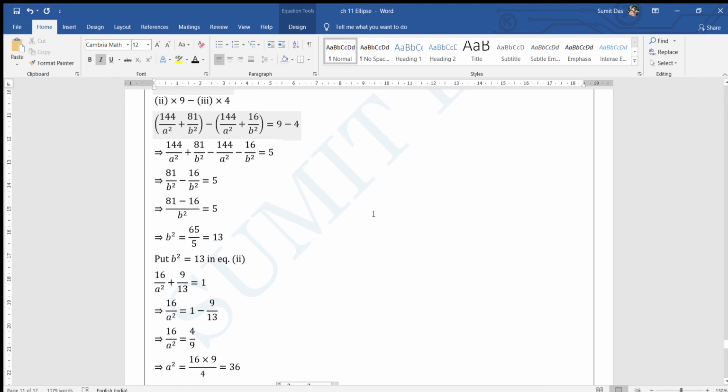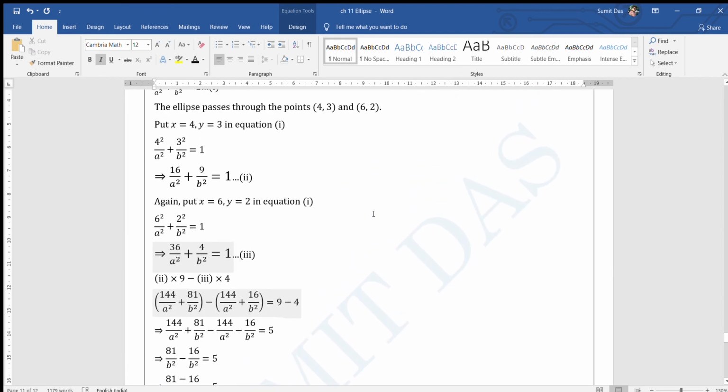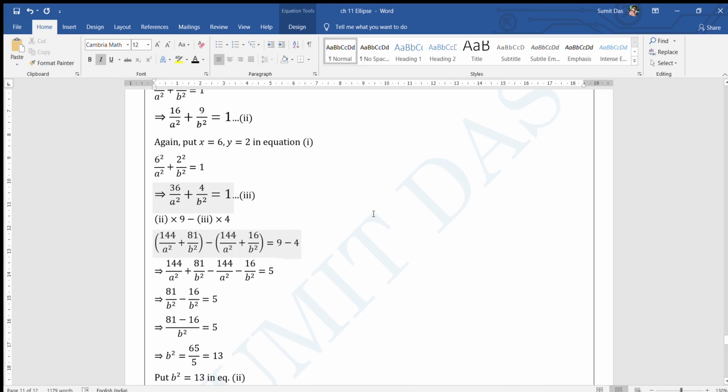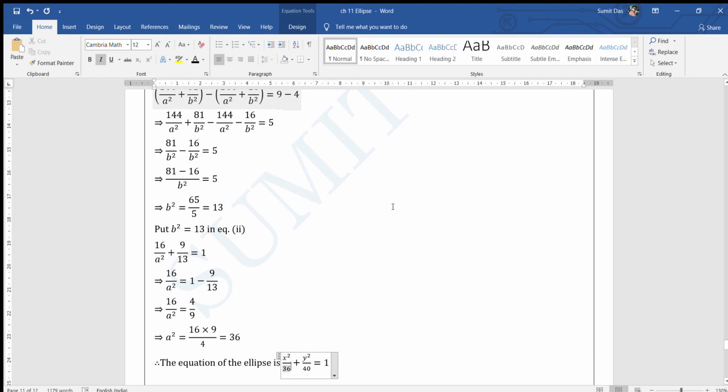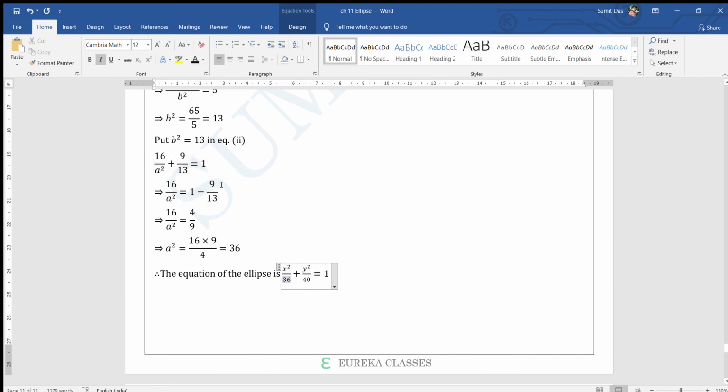Just hold on a minute. Let's see if I did any mistake or not. 16 by a square, b square, minus. Okay, this equation will be, wait.